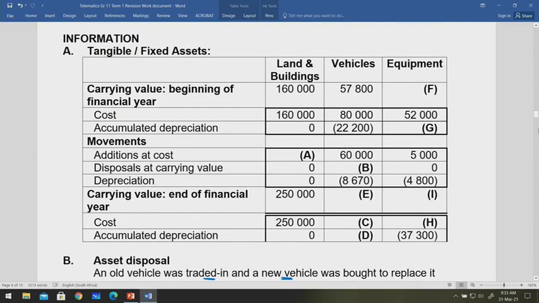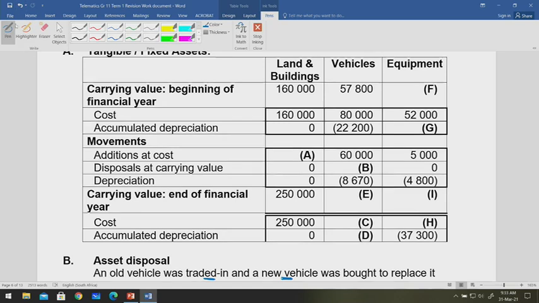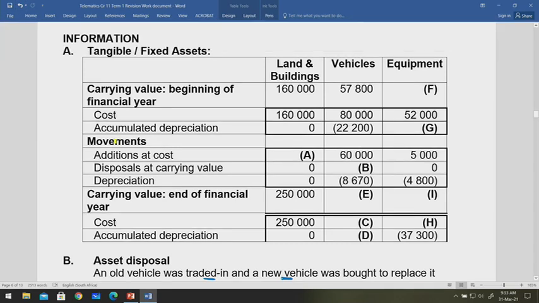Note number 3, when you calculate, you can also use the carrying value at the beginning plus the 60,000 minus the disposals at carrying value minus depreciation, which will give you the carrying value at the end. This is a very important principle that you can use whenever you have to do calculations.